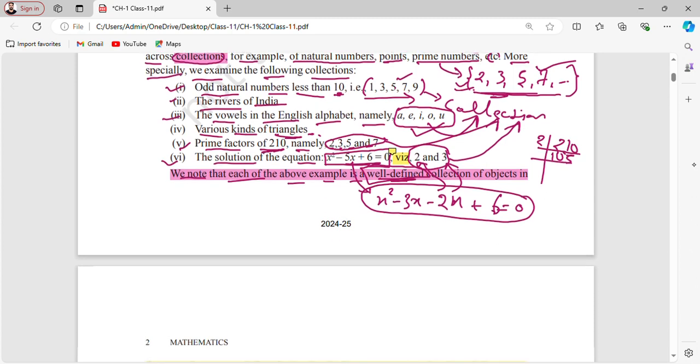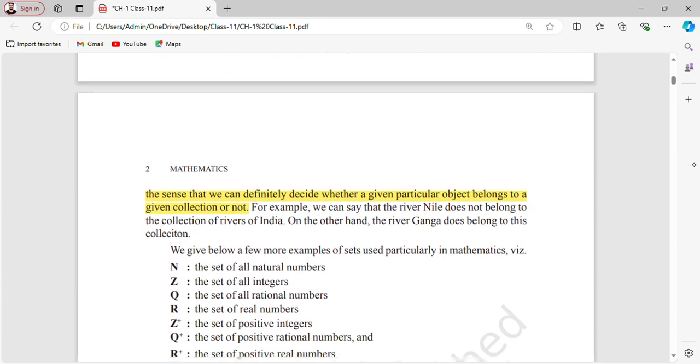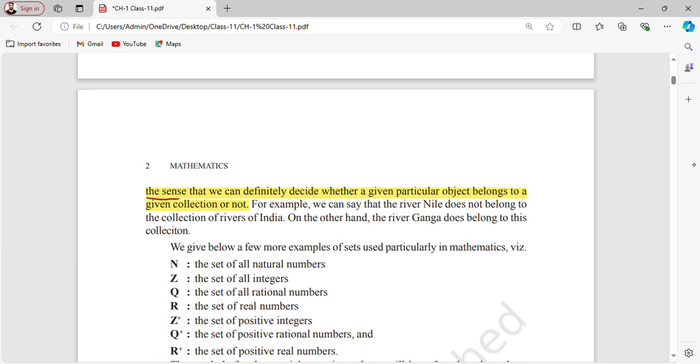So what do we mean by well-defined collections? Let's understand in the sense that we can definitely decide whether a given particular object belongs to a given collection or not. For example, we can say that the river Nile does not belong to the collection of rivers of India. On the other hand, the river Ganga does belong to this collection.